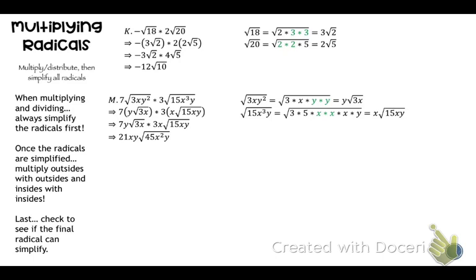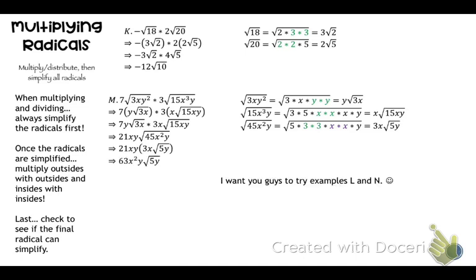Now, I have a hunch that that probably simplifies, so let's simplify it. So that's going to be 5 times 3 times 3 times x times y. The 3's can be pulled out and the x's can be pulled out. So that's 3x square roots of 5y. We're just going to multiply it by that, which is going to end up being 63x squared y square root of 5y. Okay? I want you guys to try L and M.